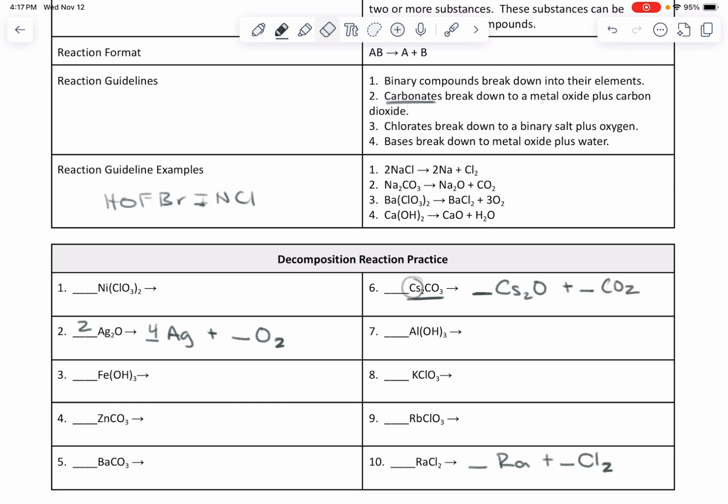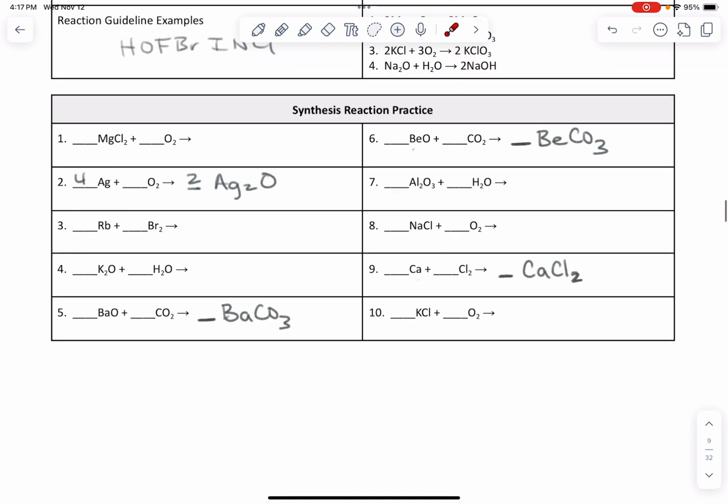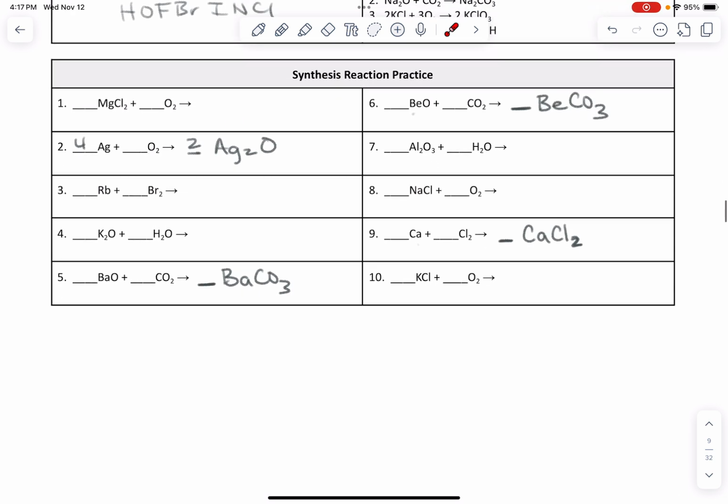Okay. So let's reiterate what we did here. Let me erase. First, for balancing, this is 1, 1, 1, and 1. This is already balanced. Okay, so again, carbonates break down into metal oxides and carbon dioxide. And the cation of our carbonate becomes the cation of our metal oxide. Just like here, the cation of our metal oxide became the cation of our carbonate. It's backwards.